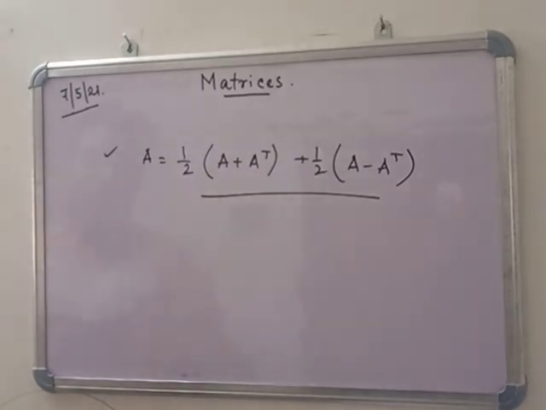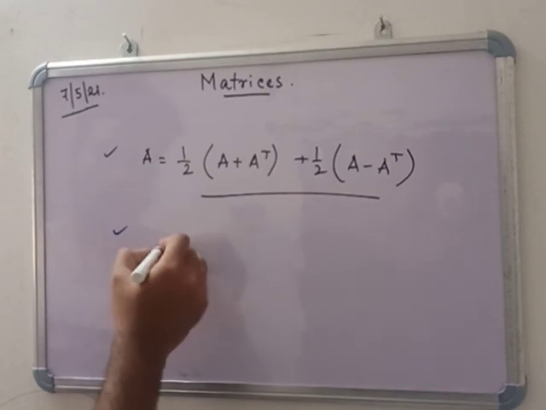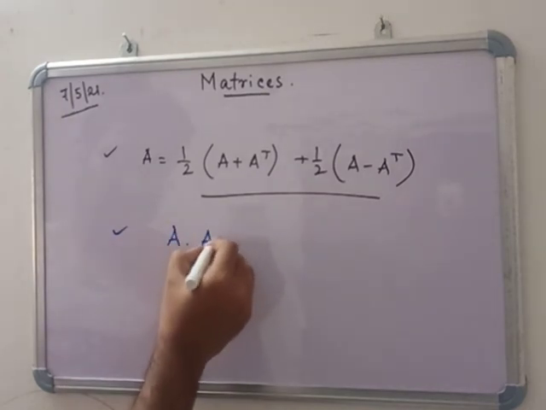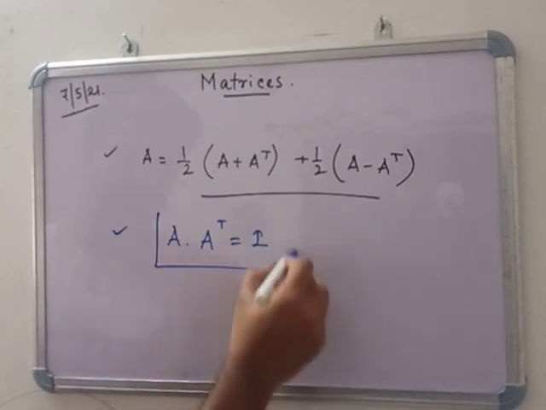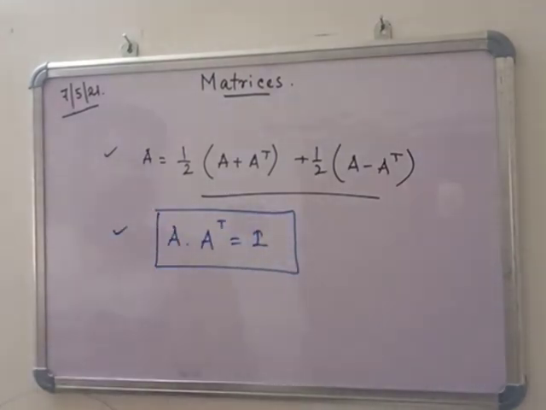One more thing I want to tell: A into A transpose equals I. This is a unique property. This is the identity element. That is for 2 by 2 or 3 by 3, only for square matrices.